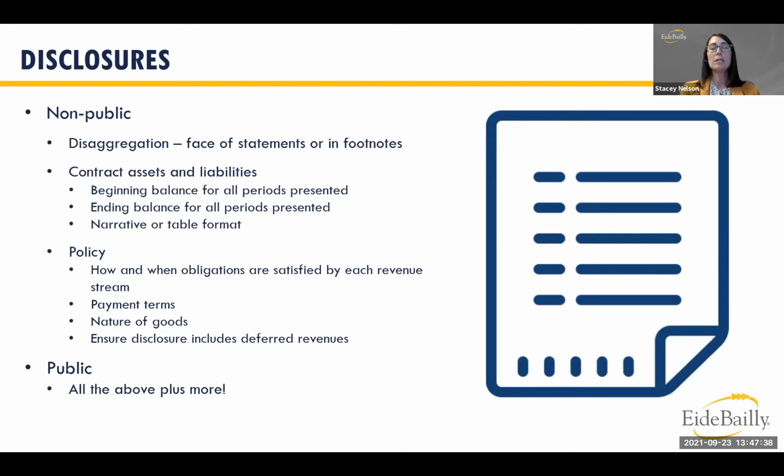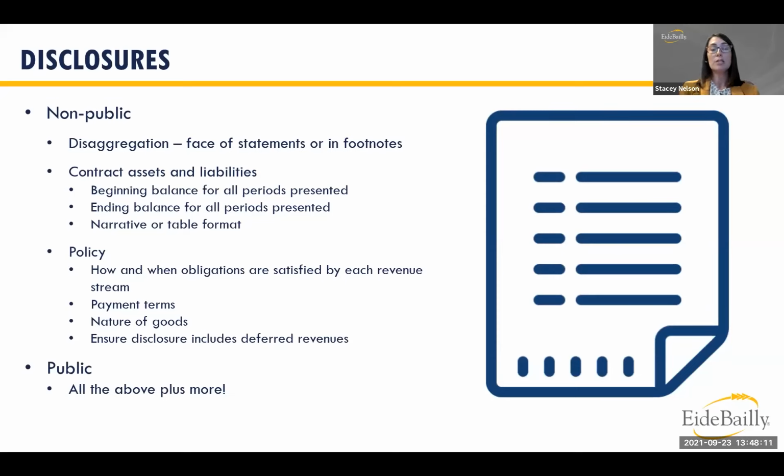The footnotes also need to include information about your contract assets and liabilities. So you're going to include the beginning balance for all periods presented and the ending balance for all periods presented. So if you have comparative financial statements for 2021, say you're a calendar year entity, you're going to report those balances as of 12/31/2021, 12/31/2020, and then also the beginning of that period, which would be 1/1/2020. And that can be provided either in a narrative format or in a table in the footnotes.